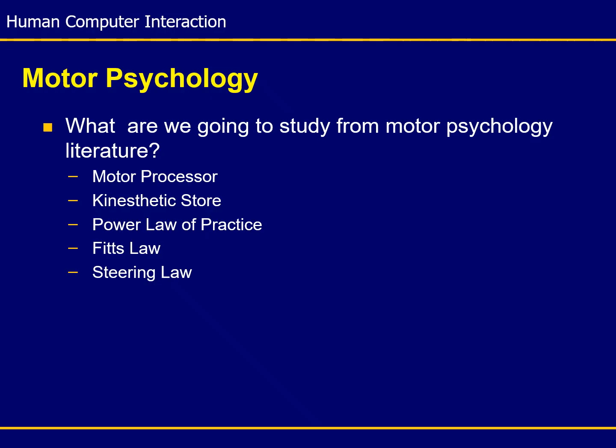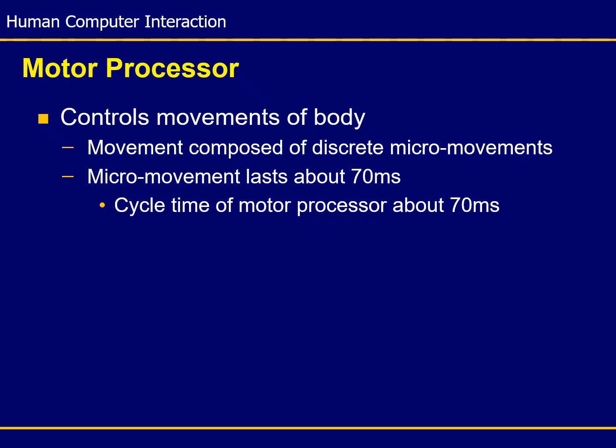What are we going to study from motor psychology? We're going to study the motor processor, a certain kind of storage in our brain called the kinesthetic store, and we will see some interesting laws. So let's start with the motor processor.